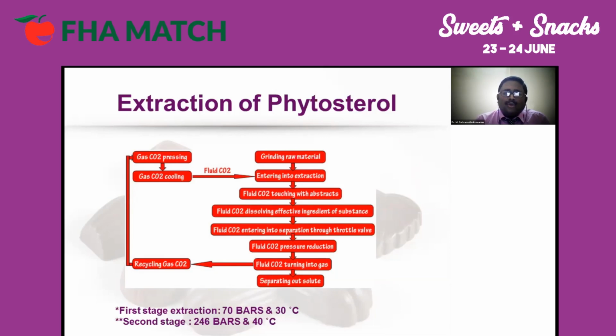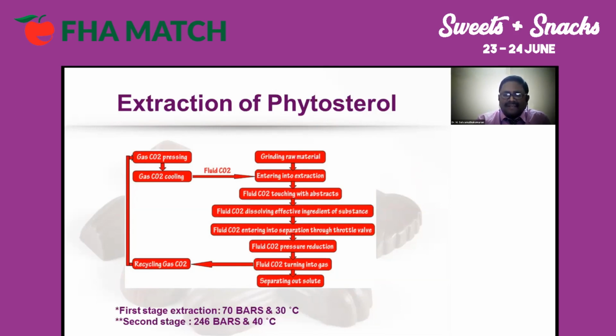Here we are doing a two-stage extraction process. In the first stage extraction, we are using 70 bar pressure and very low temperature. The main advantage of using supercritical CO2 extraction is that we are using a very, very low temperature of 30 degrees Celsius. And in the second stage extraction, after completion, again we are using high pressure with a slightly higher temperature, say 246 bars with 40 degrees Celsius, to extract any leftover residues of phytosterols in the wheat germ material, so that 100% extraction is achieved.